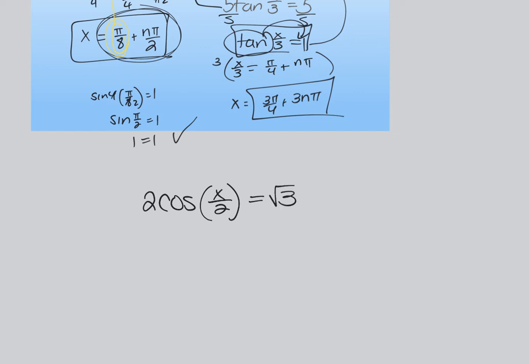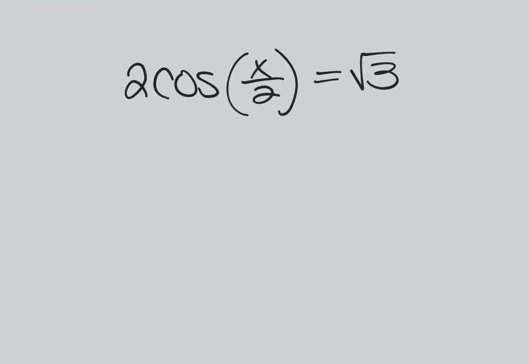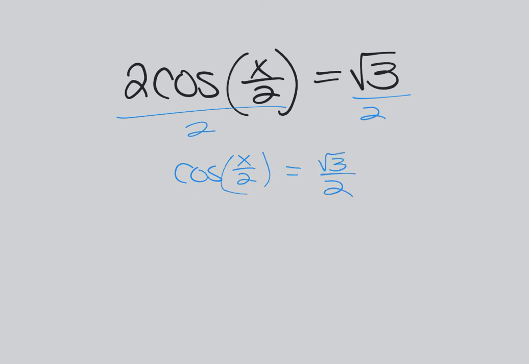All right, what if it looks like this? Divide by 2. Then what? Where is cosine positive square root 3 over 2? Look for 2 pi over 6 plus 2n pi and 11 pi over 6 plus 2n pi.